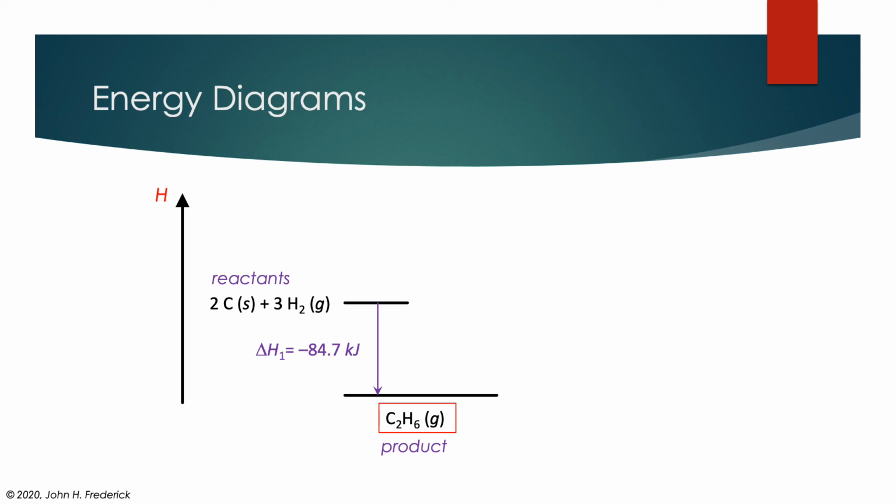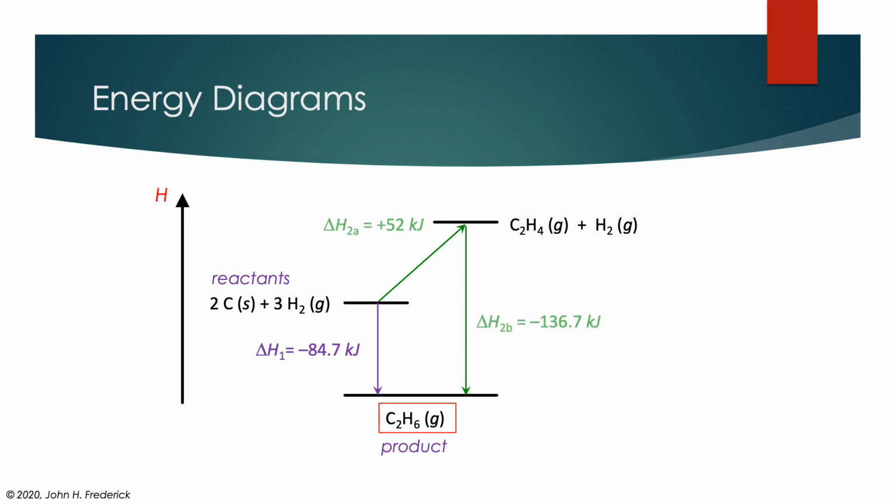What if we took the other path? What happens then? Well, the first step, as it turns out, is endothermic. It takes us up to a higher enthalpy level where we would find ethylene and hydrogen. And then in the subsequent step, it would take us all the way down to the ethane. And it turns out we would end up at the same place. In this case, though, the first step has an enthalpy change of plus 52, and the second step has an enthalpy change of negative 136.7.